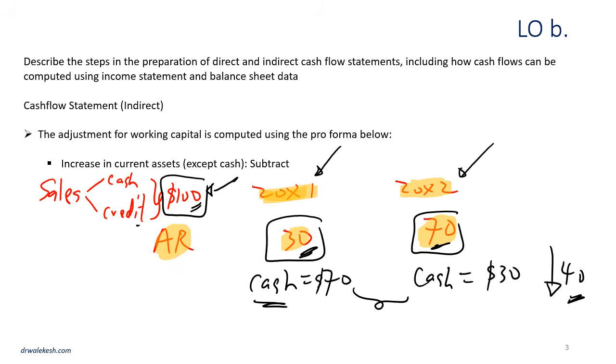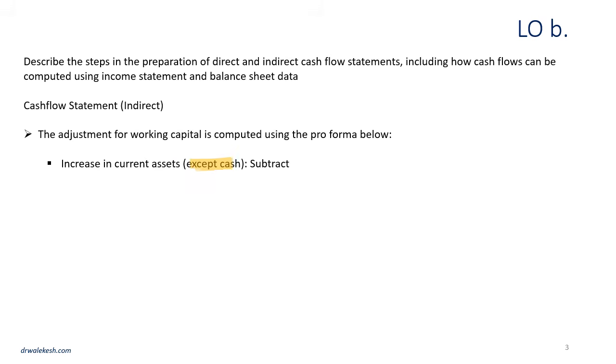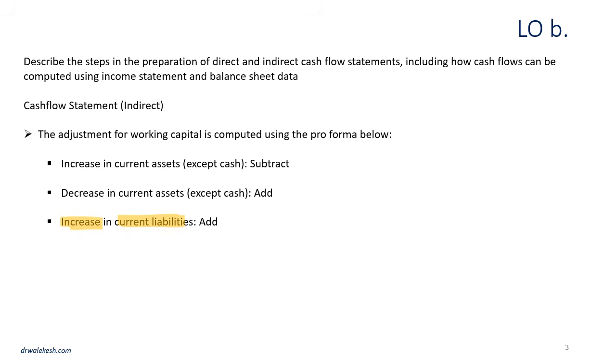So that implies that whichever current asset you are dealing with, whether it is inventory, accounts receivable, and so forth, obviously except cash, once current assets increase, then you need to deduct it. Decrease in current assets would be added. Let us move on to another example. Increase in current liabilities. What should happen?